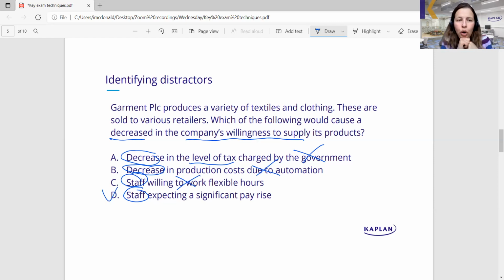So when you're looking at the options, there could be some distractor options, options that are deliberately worded in a similar way. But if you take your time and consider carefully what those options are aiming at, you are more likely to spot the right answer.